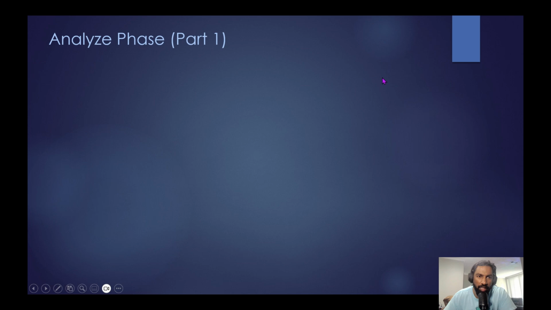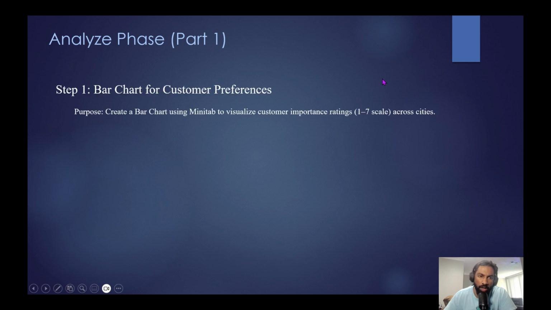In the analyze phase of the DMAIC process, first we will convert the survey data that we've acquired into a nice bar chart so that we can easily visualize the importance rating that customers have given across the cities. Let's see how to do that in Minitab.